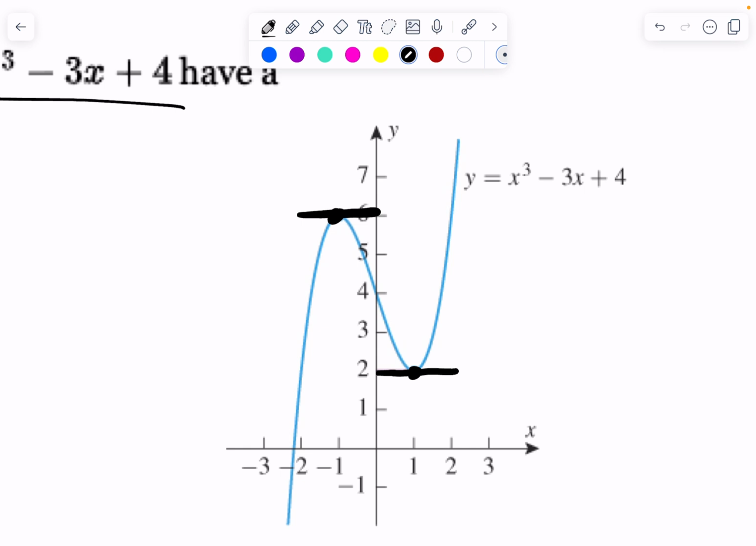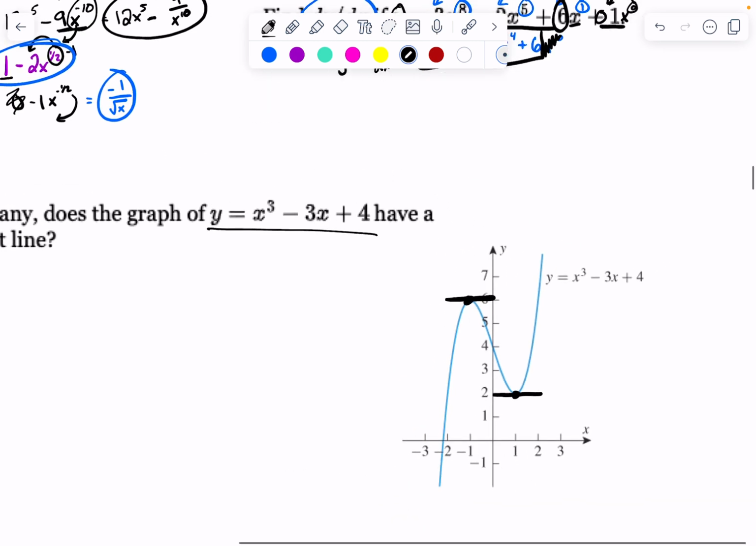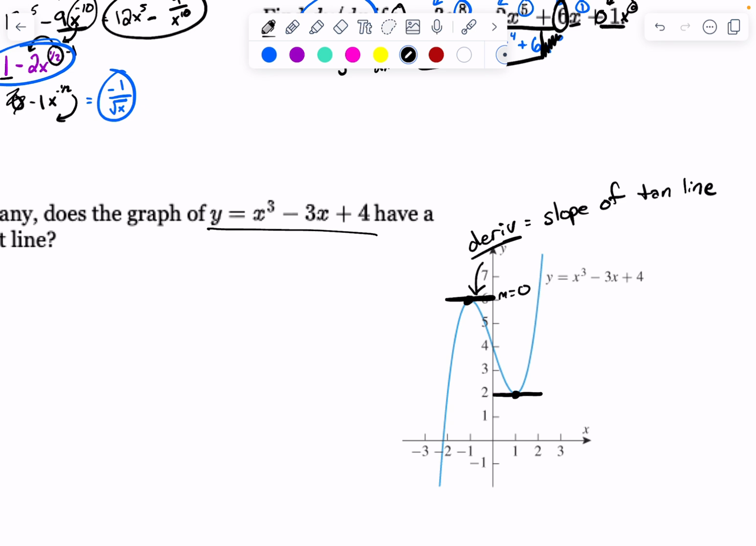Now, to figure that out, if I'm looking for a horizontal tangent line, I'm looking at the derivative, which is equal to the slope of the tangent line. So if I'm looking for a horizontal tangent line, my slope is going to be 0. So in other words, I want my derivative, or the slope of the tangent line, to be 0.